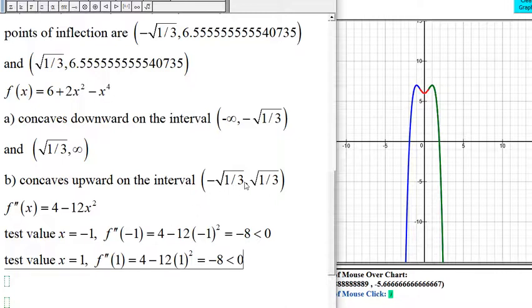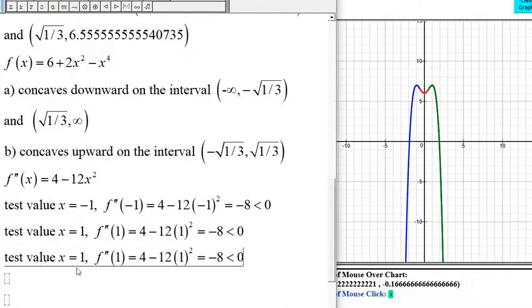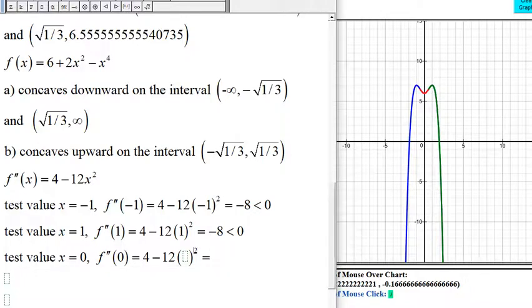And then now we pick something from the red interval. And then we should expect the second derivative to be positive. And so in this interval here, let's pick 0. Then 0 times 12 is 0, and then 4 minus 0 will be 4. And this is greater than 0.